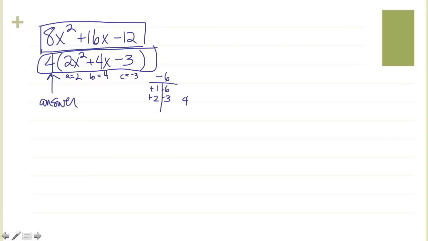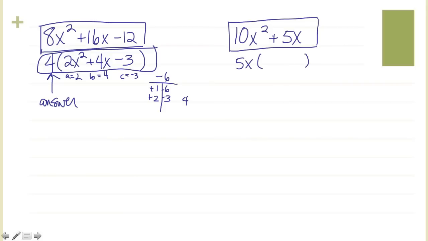And let's do one more special case here. 10x squared plus 5x. So that one is shorter. It's not a difference of squares. It's a binomial. We don't have perfect squares. We do have some like terms, or a greatest common factor. The common factor is 5x. I'm going to factor out a 5x. What do I have left inside? 5x times 2x gave me my 10x squared, and 5x times 1 gave me my 5x.